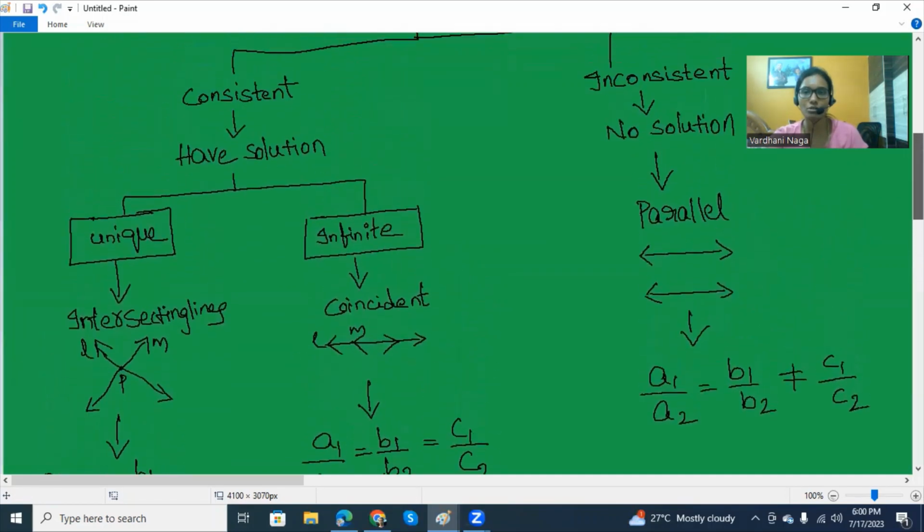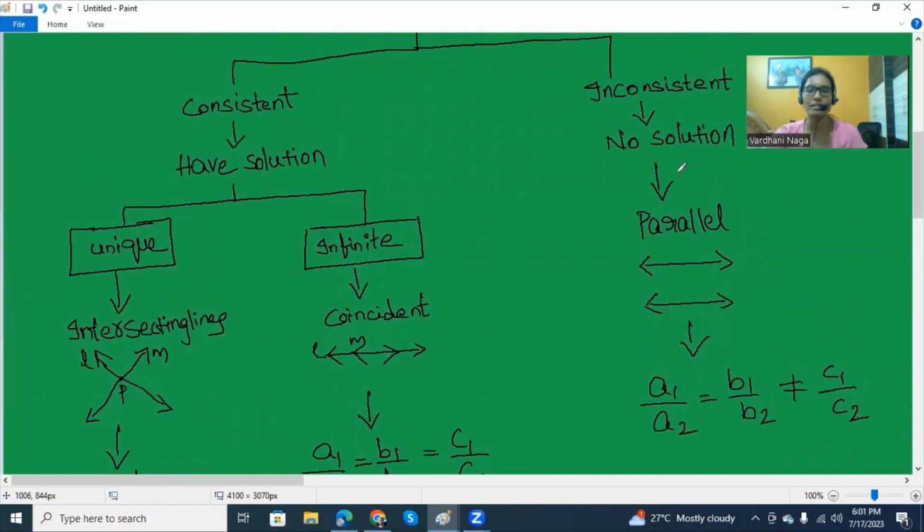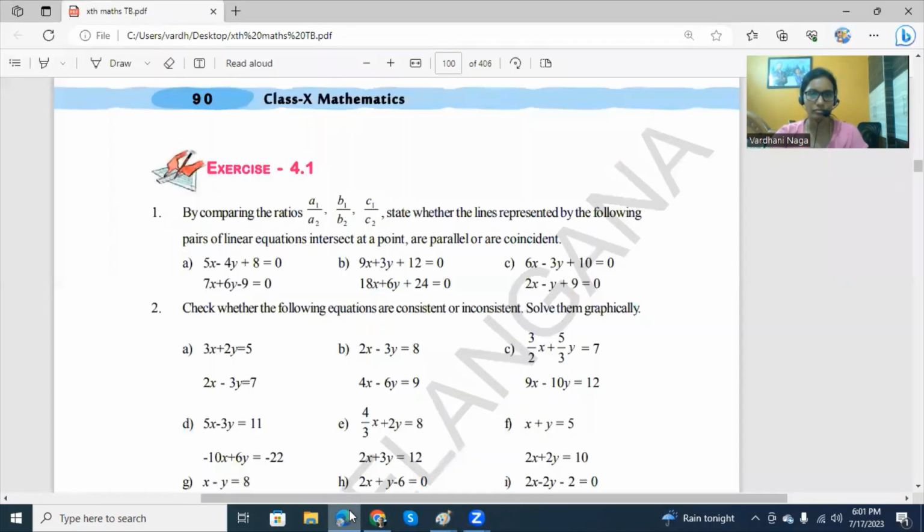Next, coming to the inconsistent lines, here there is no solution at all. The lines will be parallel lines; they will not connect anywhere. And the condition is A1 by A2 is equal to B1 by B2 is not equal to C1 by C2.